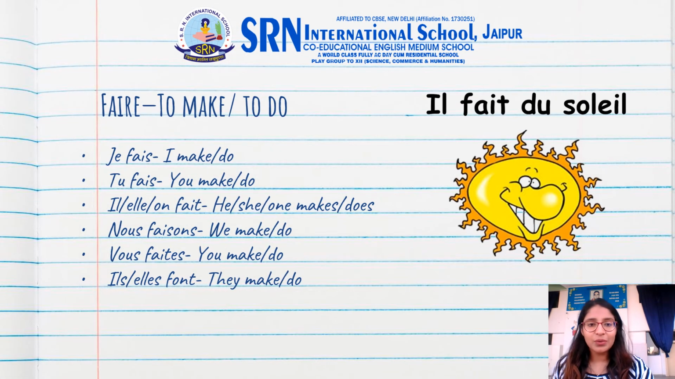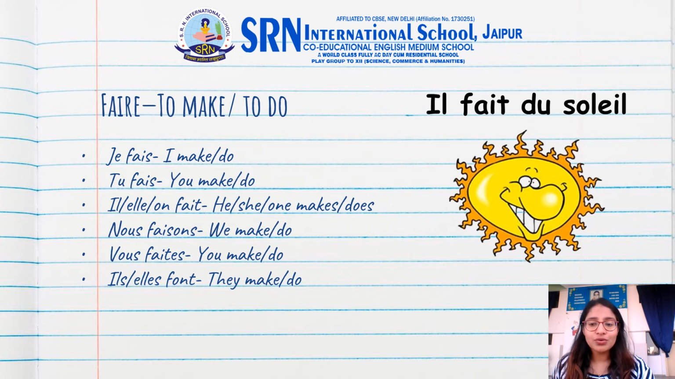Now, another verb is faire. Faire means to do or to make. So when you want to say, I am doing my homework, now you know which French verb you have to use. You have to use the verb faire, which means to make or to do. So the verb is conjugated in the form je fais, which means I do or I make.